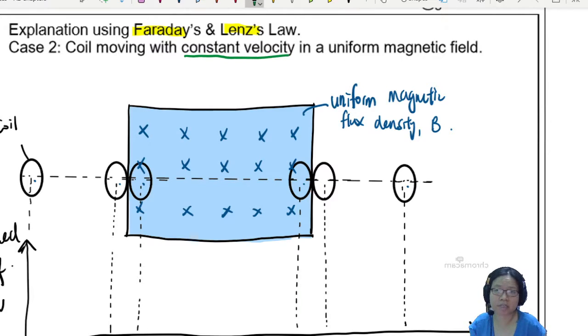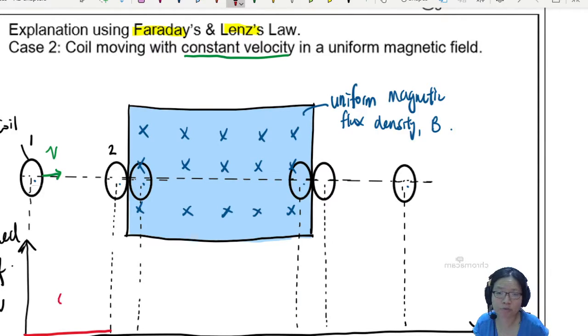Constant velocity, so it's going to maintain the speed v. Let's see first what happens between positions. Let's say I number the positions, this is position 1 to position 2. If you think about position 1 to position 2, there is no change in flux. Since there's no change in flux, I can say that the induced EMF here would be 0, all the way until this point. I will show you later why.